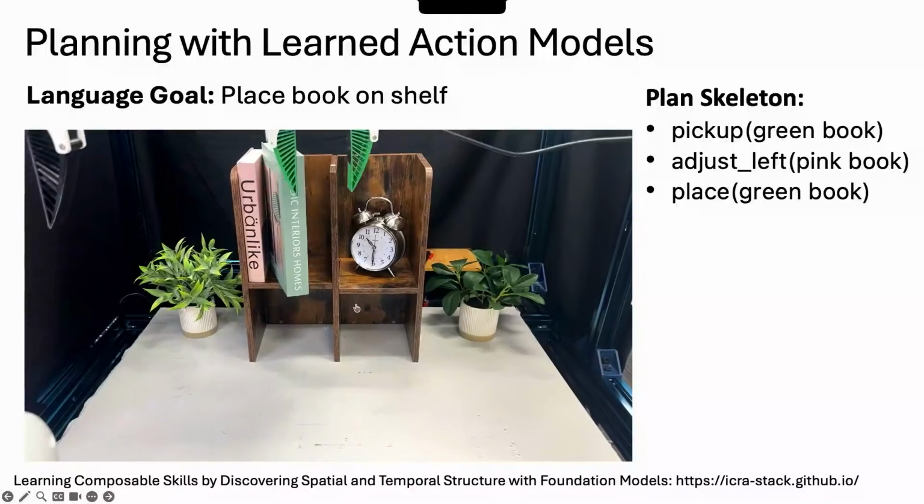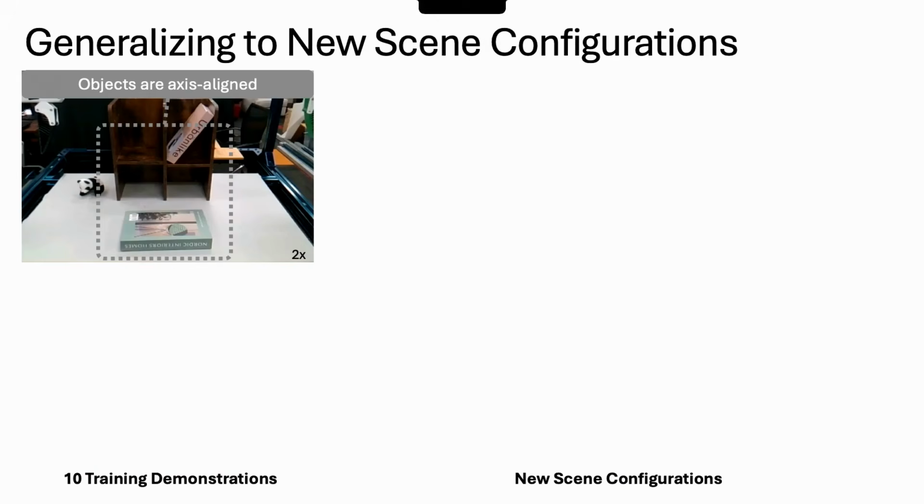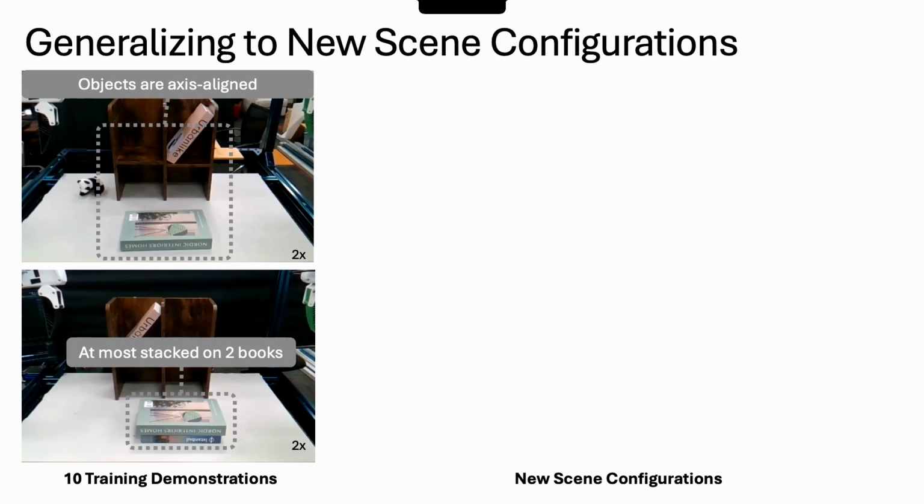Okay. So what we really stressed here is the generalization of such a policy. In particular, we are training our policy on the following scenarios. First of all, all the objects are kind of axis aligned. It's a well set up table. And second of all, at the most, the total height of the books is 2.